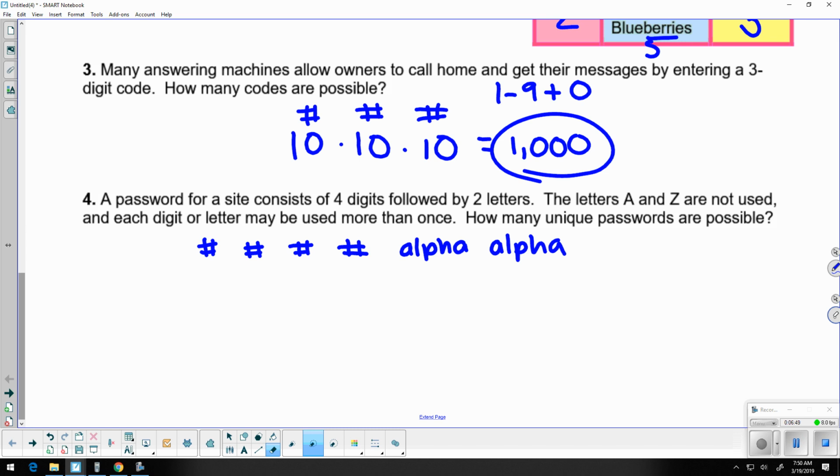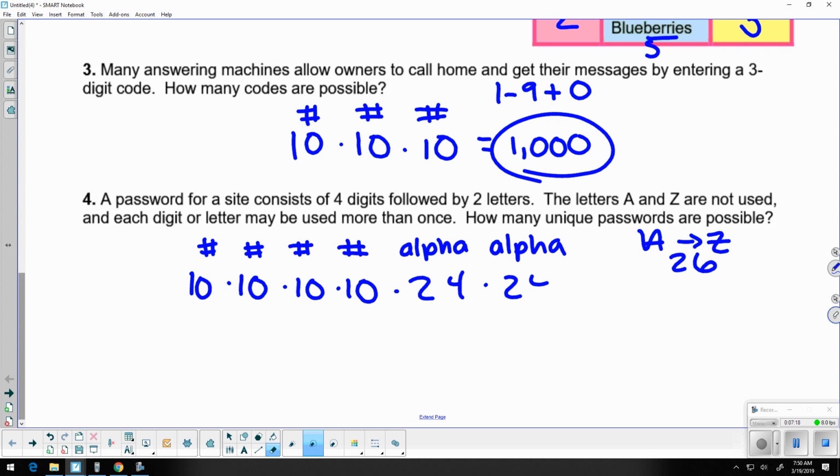Okay, and again, it does say the letters A and Z are not going to be used, and each digit or letter may be used more than once. So pretty similar ideas above. Again, you have 10 choices for each number. And as far as the letters go, well, you have to know how many letters are in the alphabet. So from A down to Z, there's 26 letters in the alphabet. But we can't use A or Z, it says. The letters A and Z are not going to be used. So for each letter, we now have 24 choices for each of these.